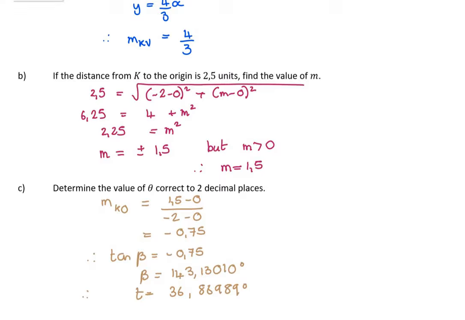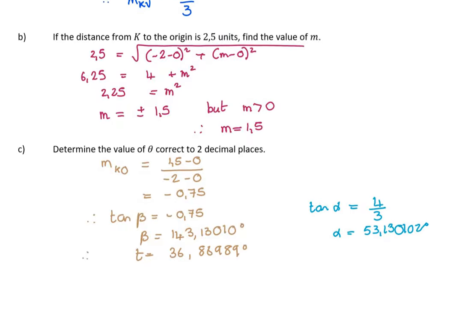Now, on the other hand, I need alpha. Now, I know that tan of alpha, that gradient was given to me. Well, I kind of figured it out, as 4 over 3. So if I shift tan of 4 over 3, I get alpha is equal to 53,130,102 kind of degrees.